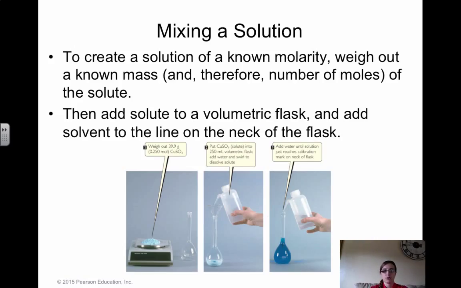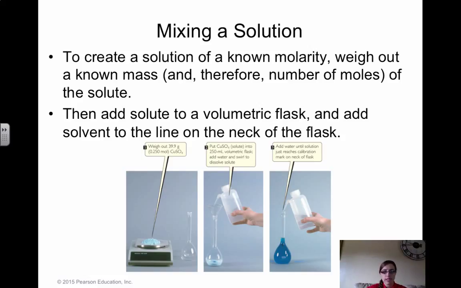So, mixing a solution. Now we're going to get back to qualitative for a little bit. To create a solution of known molarity, you need to weigh out your known mass, therefore you know your moles of the solute.